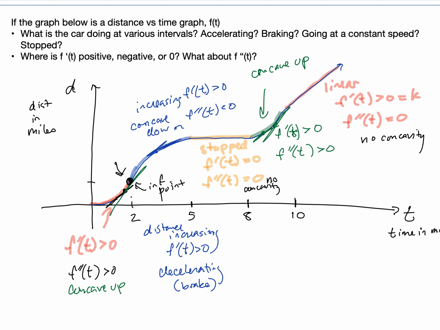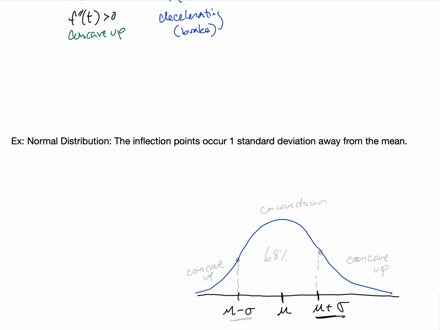One more application of inflection points that I think is kind of neat is in statistics. Normal distributions are like the most important distribution in statistics. They're bell-shaped curves with different means and standard deviations. If you've taken statistics, you might know that the mean plus and minus one standard deviation holds 68% of the data. Two standard deviations away holds 95% of the data, etc.